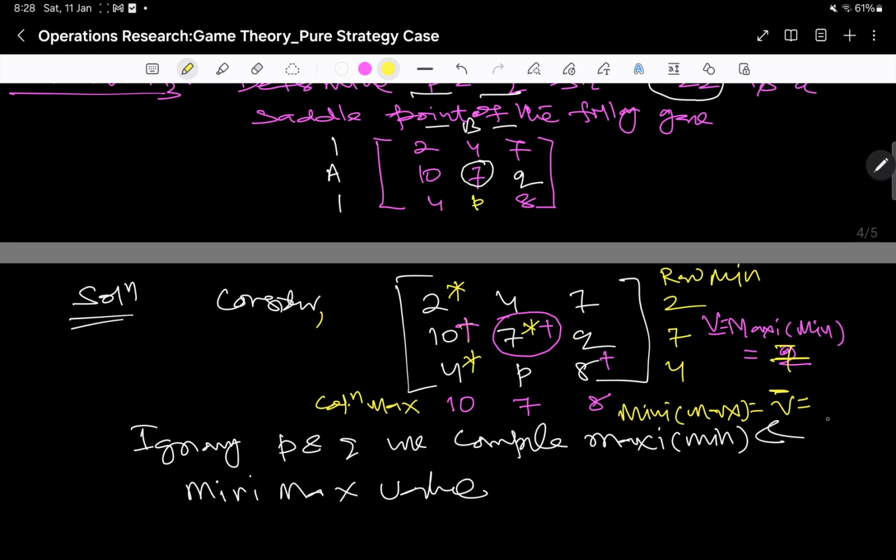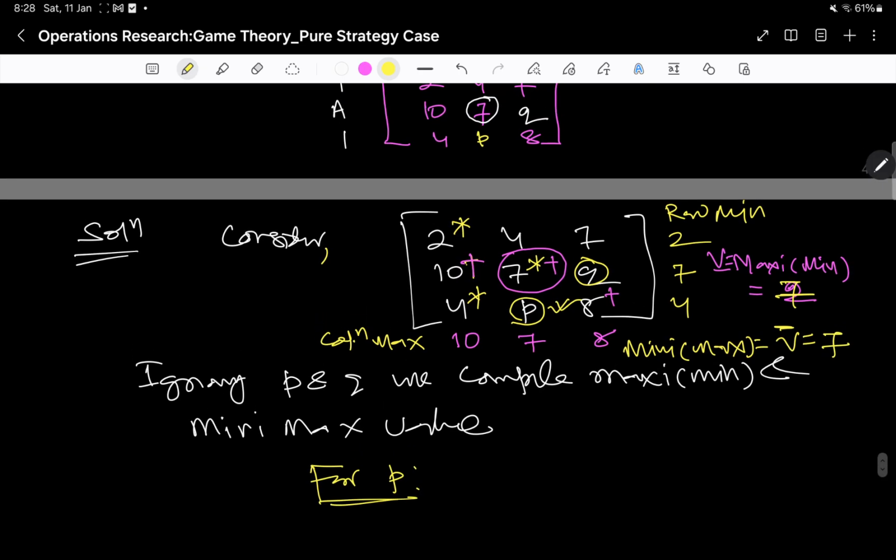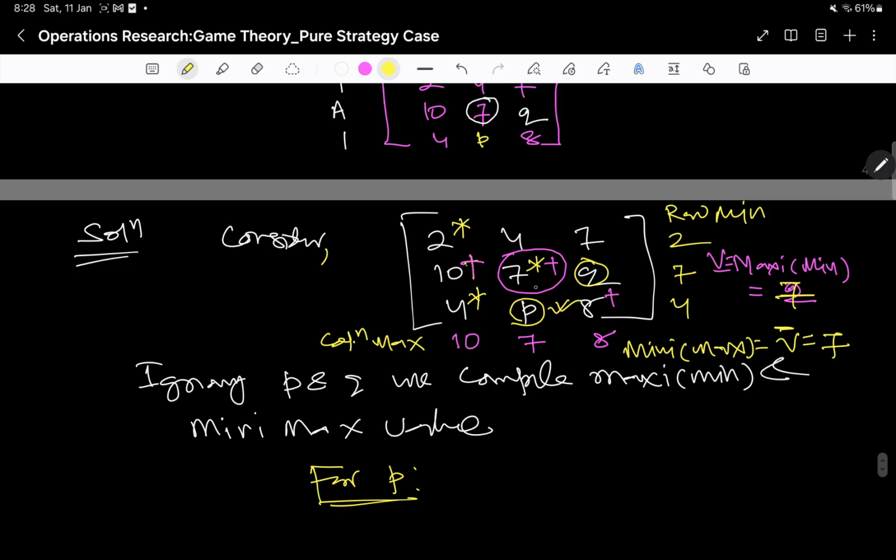It is also your 7 here. Now what is the value of P and what is the value of Q? You see here P is in the second row, second column, right? For P, you see this P is here. We have taken the column maxima, which is 7. In view of B, the column maxima is 7, so P cannot be greater than 7, right? So P should be less than or equal to 7.